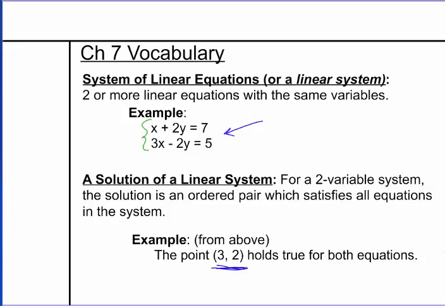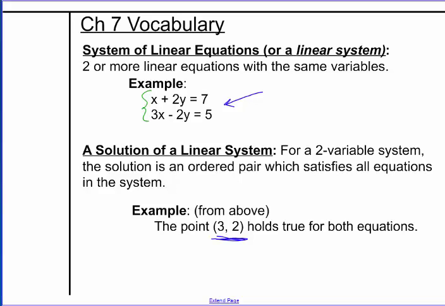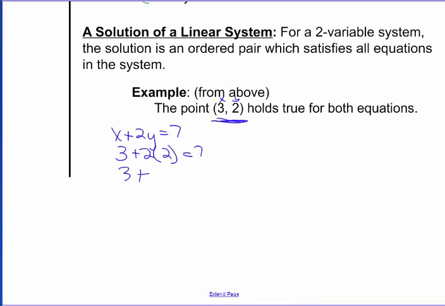So just so you know what I mean by it holds true for both equations, that means if I plug the point into the equations, it's going to work in both. So let me show you that real quick. If I take the first one, x plus 2y equals 7, I plug in my x number, so the 3 goes into the x spot, and then the y number is the 2. So 3 plus 2 times 2, which is 4. I'm checking to see that it equals 7. 3 plus 4 is 7. 7 does equal 7, so that worked.